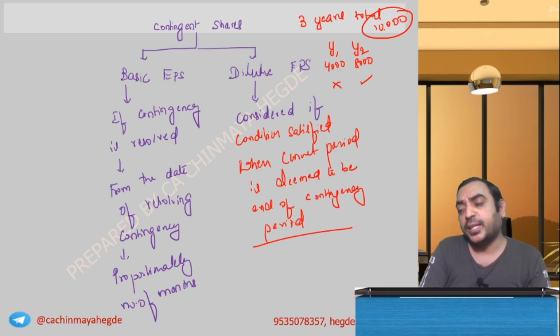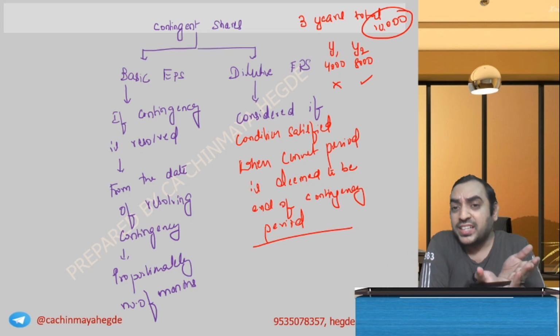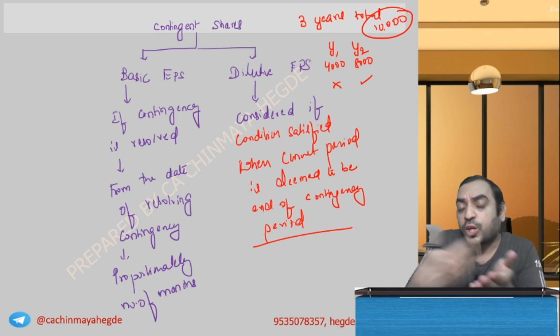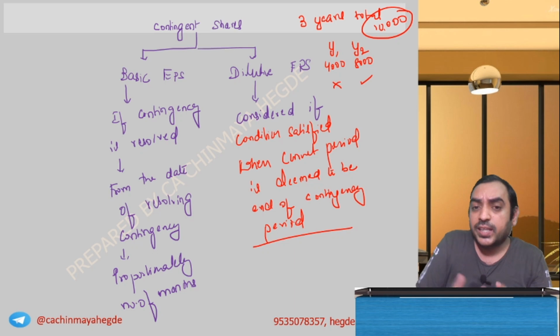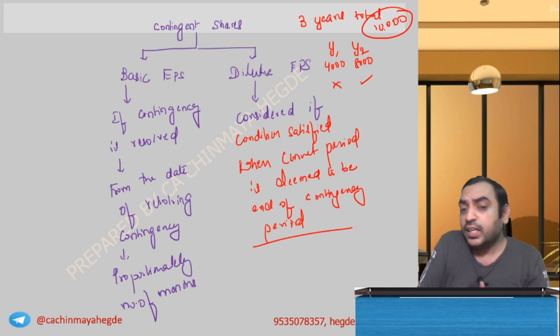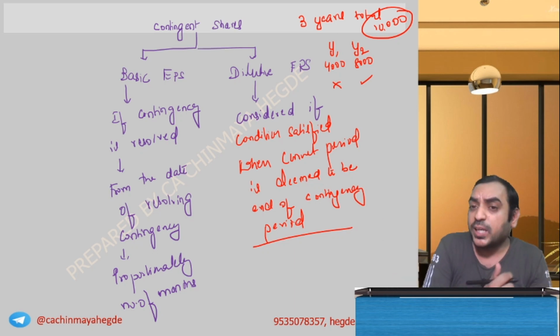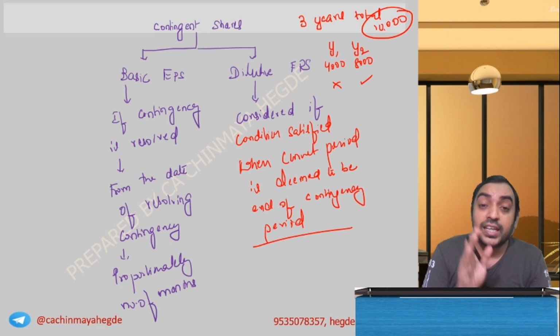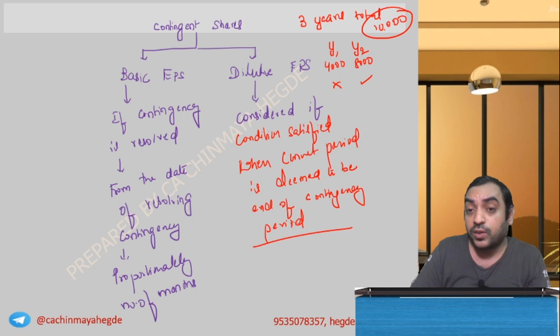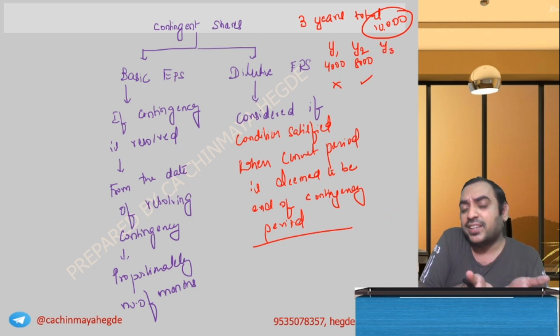One question you may have, sir, one doubt. If you cross 10,000 in the second year, don't you think I will take it to basic EPS itself? Because I've crossed 10,000, that means the contingency is resolved, and contingency resolved means it becomes basic EPS. Why will you take it into diluted EPS? Contingency is not resolved. Year 3 is still pending.